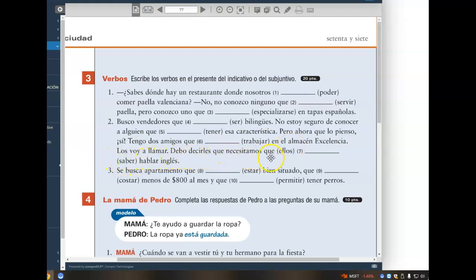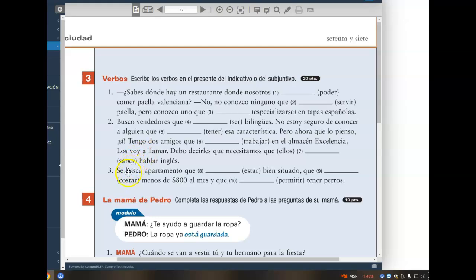Debo decirles que necesitamos que ellos sepan hablar inglés. And that's because of the verb necesitar. You're making a somewhat of kind of like a command, yeah? With the verb deber and the verb necesitar, a command or an instruction that calls for the subjunctive. Necesitar que. Sepan. S-E-P-A-N.